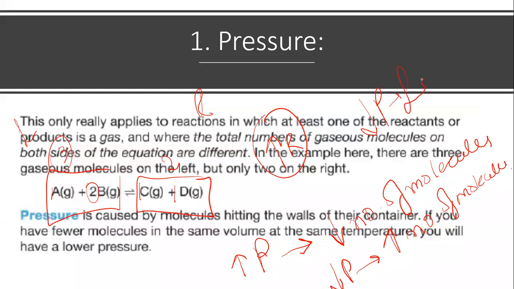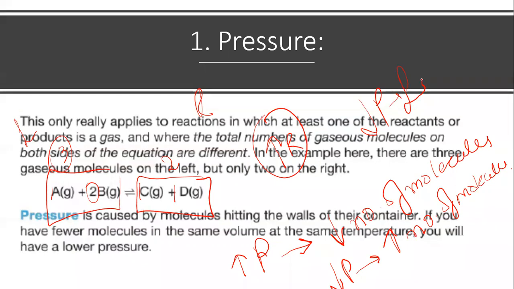I will explain why. Right now, what you need to learn is that when you increase the pressure, it will shift to the side with less number of molecules. When you decrease the pressure, it shifts to the side where you have greater number of molecules. Now, how or why does it actually happen?